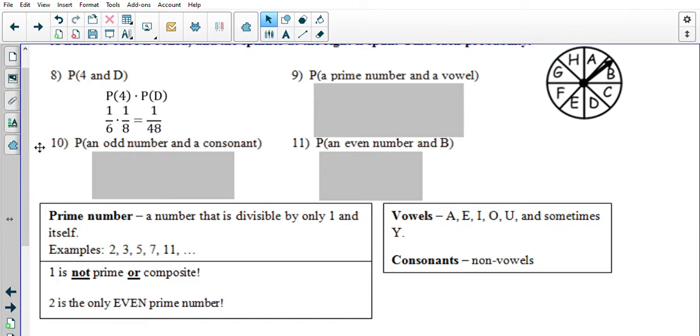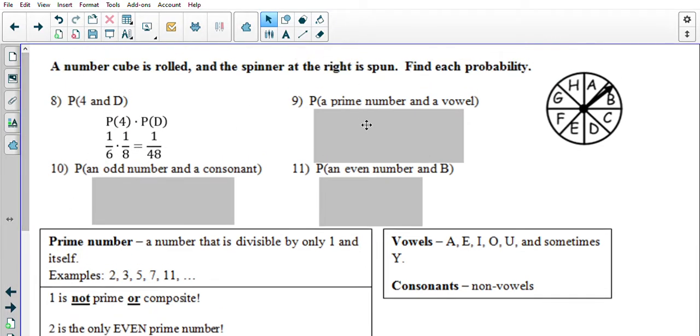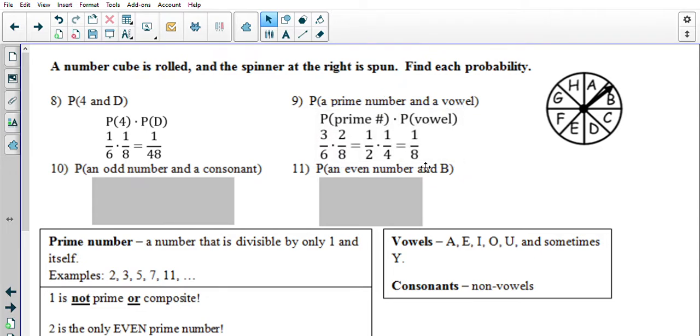So find the probability of getting a prime number on the number cube, multiply it by the probability of getting a vowel, which we'll talk about in a moment. So for a prime number, that would include the number cube landing on 2, 3, or 5. That's 3 out of the 6 sides. A vowel, remember, is A, E, I, O, U, and sometimes Y. I didn't include Y on here just so we wouldn't confuse this at all. A, E, I, O, U. Goodness, saying that way too fast.